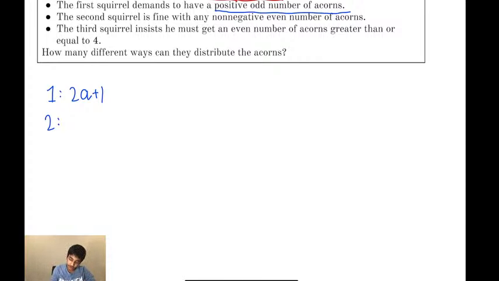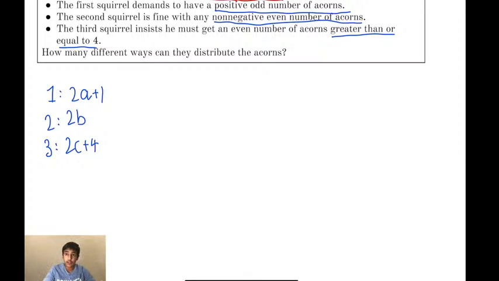So the second squirrel is fine with any non-negative even number of acorns. So the second squirrel is fine with 2b. The third squirrel insists he must get an even number of acorns greater than or equal to 4. So the third squirrel insists on something like 2c plus 4, where c is 0 or more. Because greater than or equal to 4, right? An even number greater than that. So 2c plus 4. And the second one will be 2b.